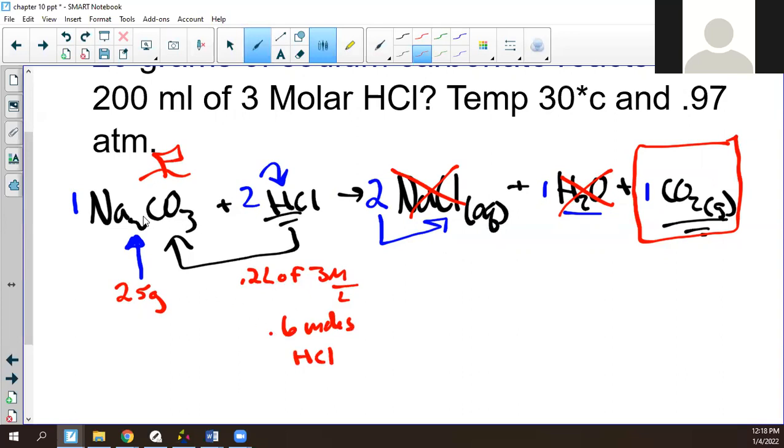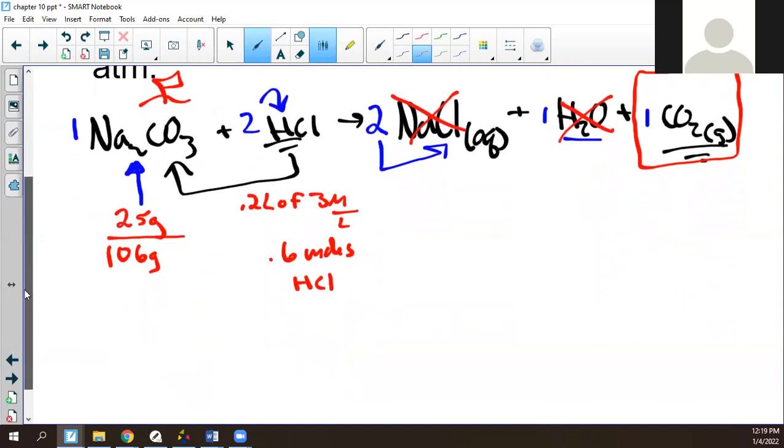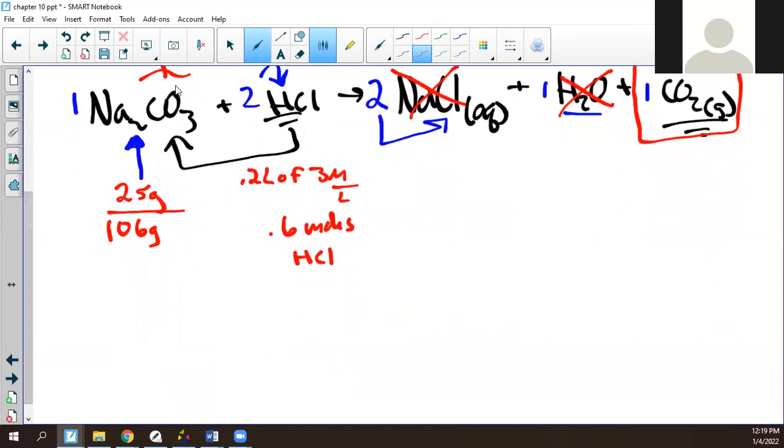Okay, how do I find the moles of sodium carbonate? Okay, I divide this by its molar mass. 106 sounds good to me. Uh-oh, someone else. Okay. I would love to, Tim. Thanks for asking so genuinely. It's okay. Here we go.